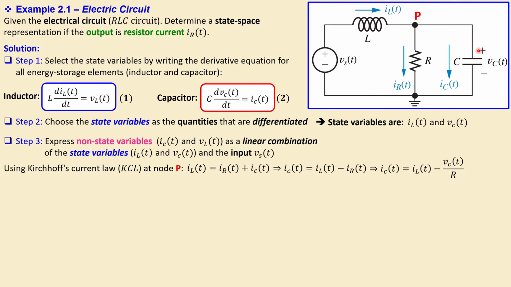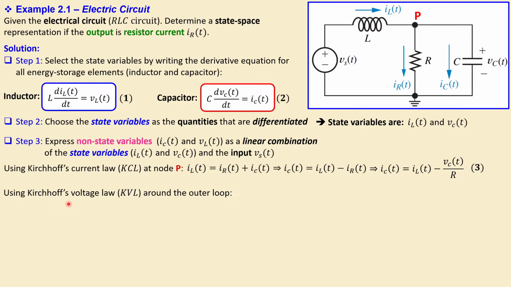Of course, this capacitor voltage is exactly the same as the resistor voltage, because those are in parallel. That's the reason. We now have the expression for IC, one of the non-state variables, as a linear combination of the state variables, which is what we required. Let's call this equation number 3.